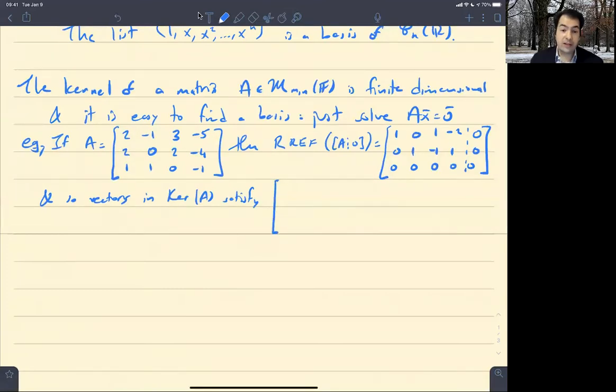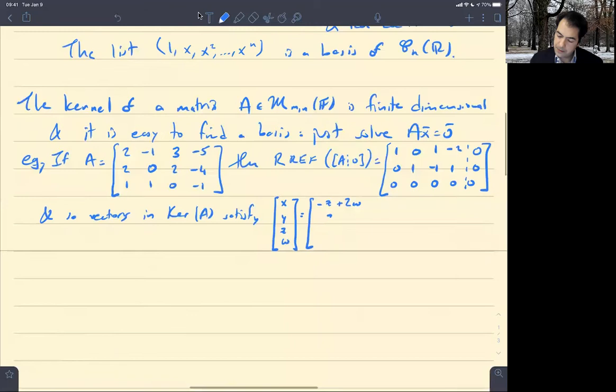right? So what we do is we translate this back to equations, and then we see here that x and y are pivot variables, z and w are free variables. So the vectors in the kernel satisfy x, y, z, w. Well, x I can write in terms of the free variables as minus z plus 2 times w. Y is a pivot variable. I write in terms of the free variables as z minus w. Z is a free variable, so it just remains z. W is a free variable, it just remains w.